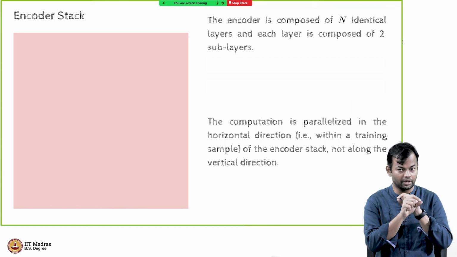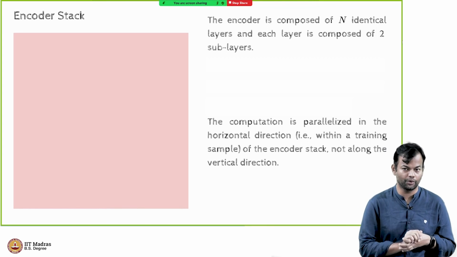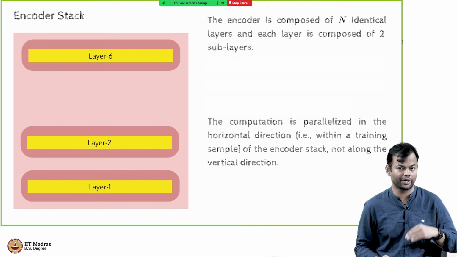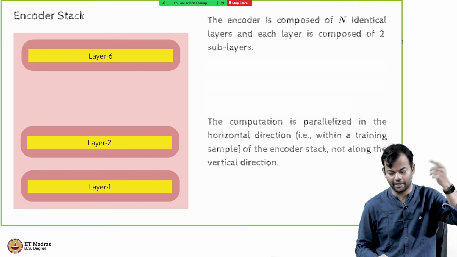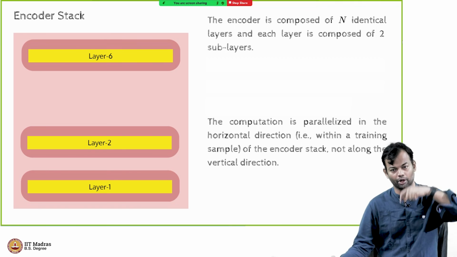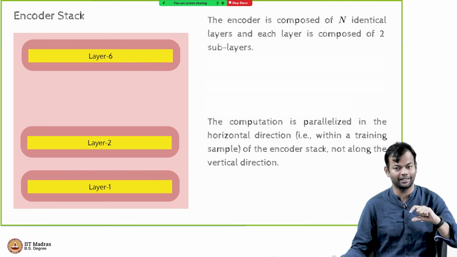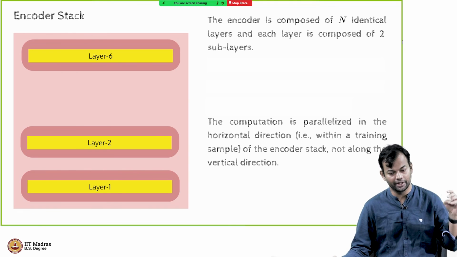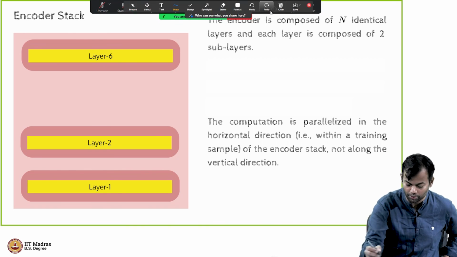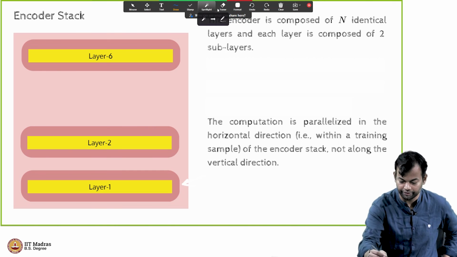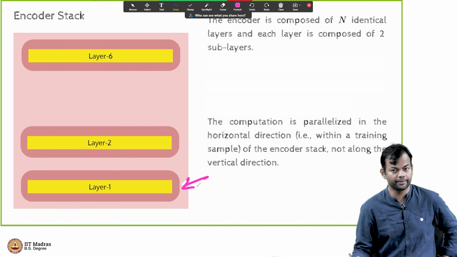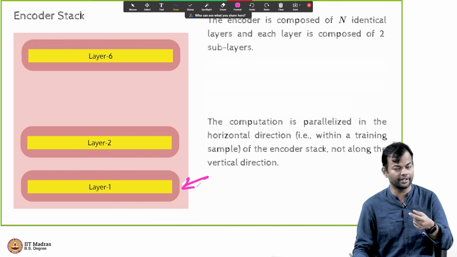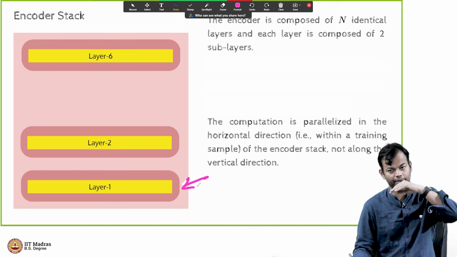So the computation is parallelized in the horizontal direction, right? What do I mean by that? If you have these n layers, of course you cannot compute all the layers in parallel, because layer 2 will take the output of layer 1 as input. Unless you have done the layer 1 computation, you cannot do the layer 2 computation. So when I say it's parallelized, it's only within each layer. For a given set of input samples, within that layer, all the self attentions, all the alphas, all the z's, they'll all get computed in parallel, right?